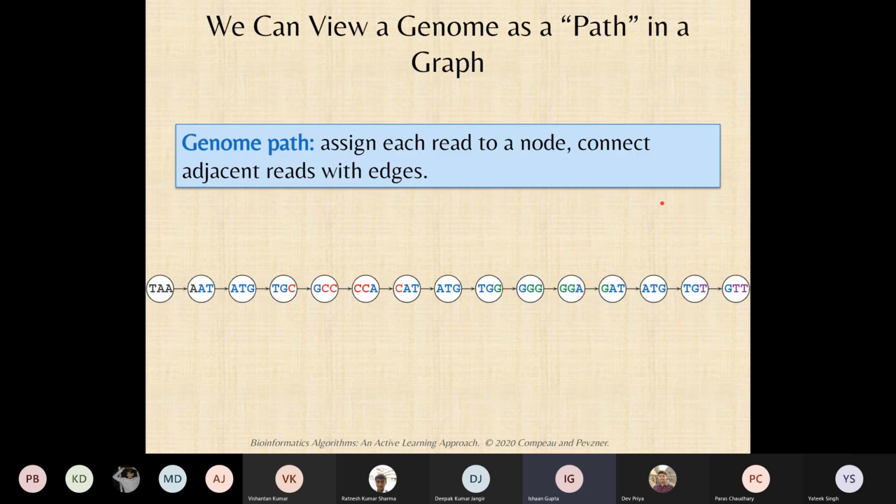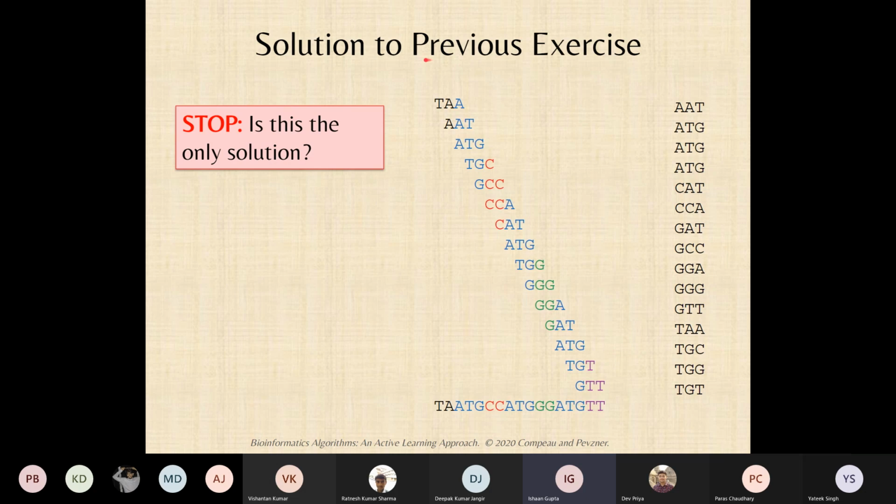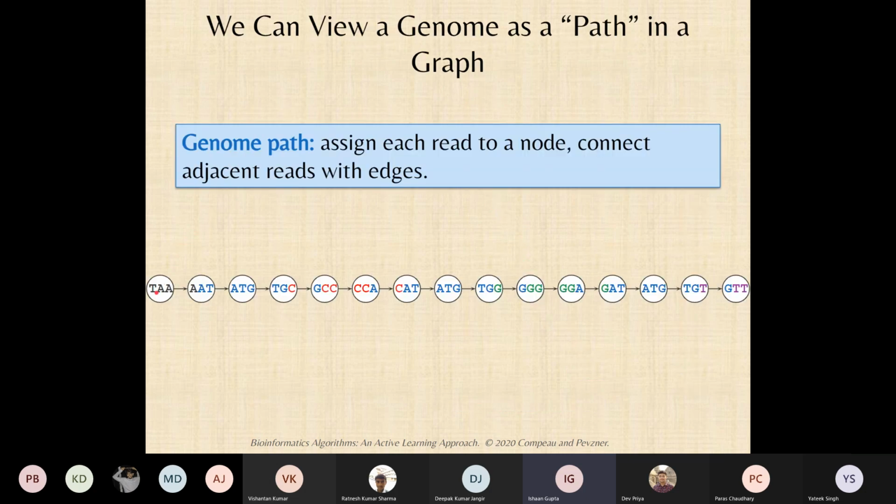In order to do so, we have to view these overlaps as what's called an overlap path graph. The fact that two k-mers share a two-mer overlap can be used to define this graph. This graph goes from left to right, where the k-mers are represented as nodes. Each node is a k-mer, and the arrow between them represents the overlap. For example, you have TAA and AT, so the arrow represents the overlap AA. This is what's called a genome path: assign each read to a node, and connect adjacent reads with edges.